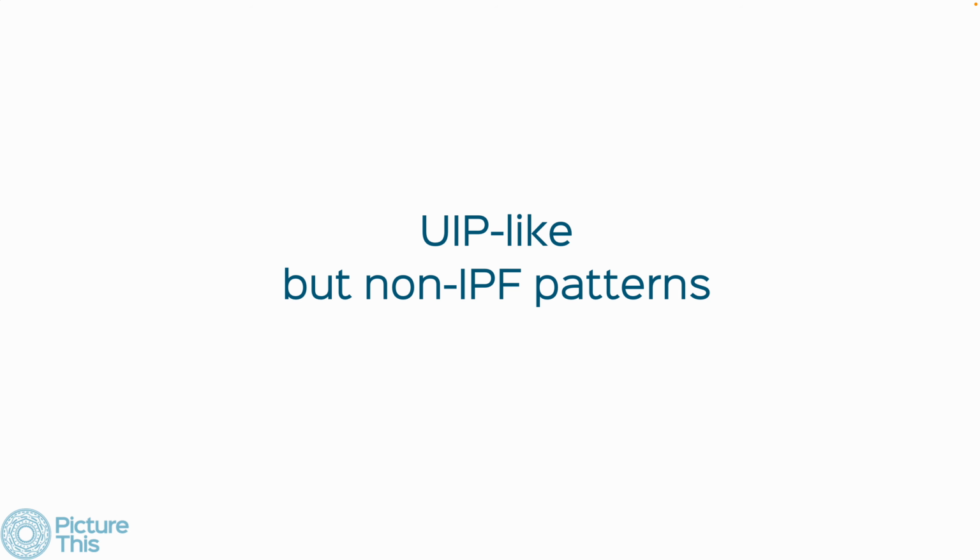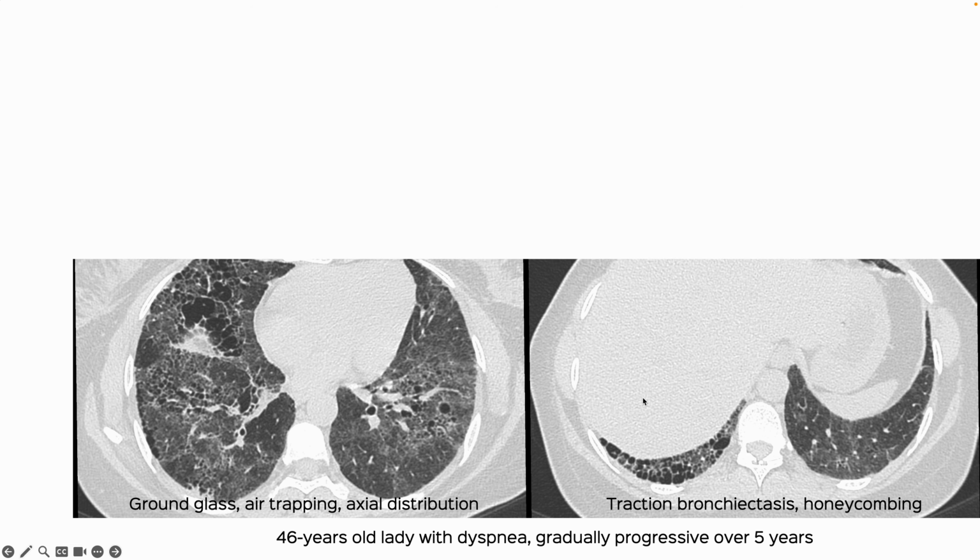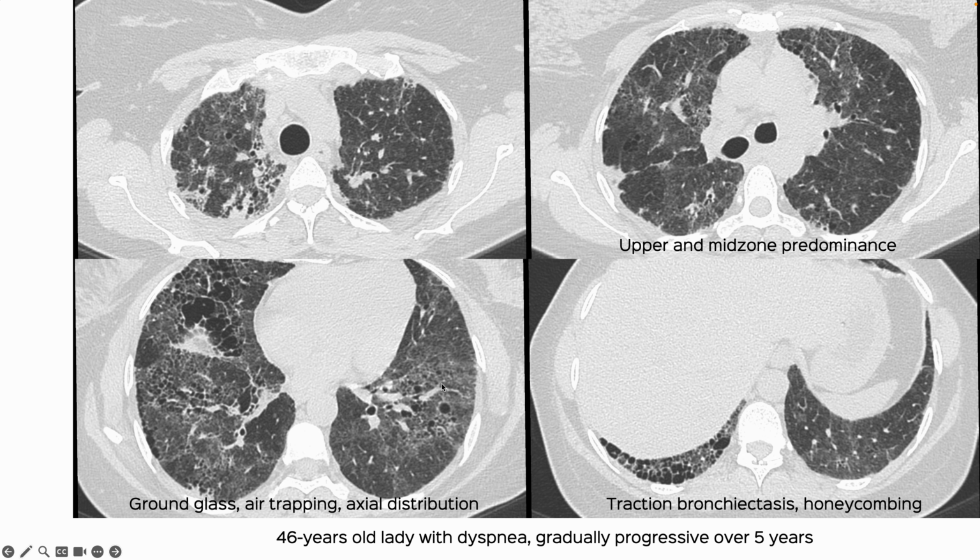Then we have UIP-like but non-IPF patterns. And so here's this patient who has honeycombing, traction bronchiectasis, subpleural basal predominance. So far so good. But as we start going towards the apex, we see that there is an axial distribution from the hilum to the periphery. We're seeing ground glass, we're seeing ill-defined centrilobular nodules, we have upper lobe bronchocentric fibrosis.